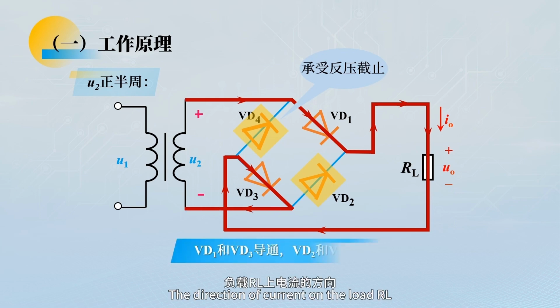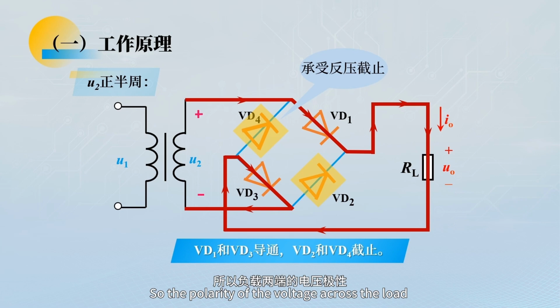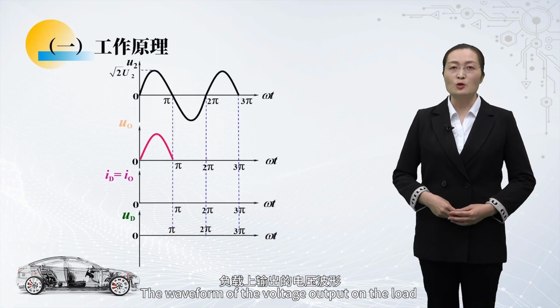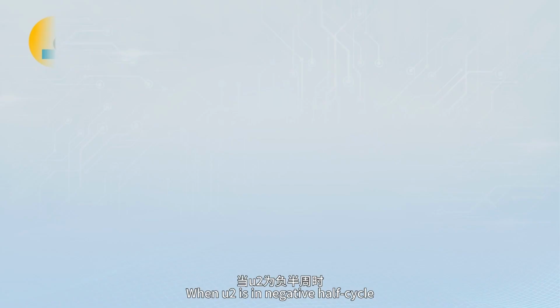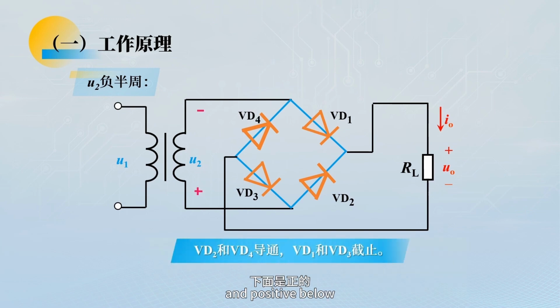The direction of current on the load RL is from top to bottom, so the polarity of the voltage across the load is positive above and negative below. The waveform of the voltage output on the load is the same as the waveform of the positive half cycle of U2. When U2 is in negative half cycle, U2 is negative above and positive below.